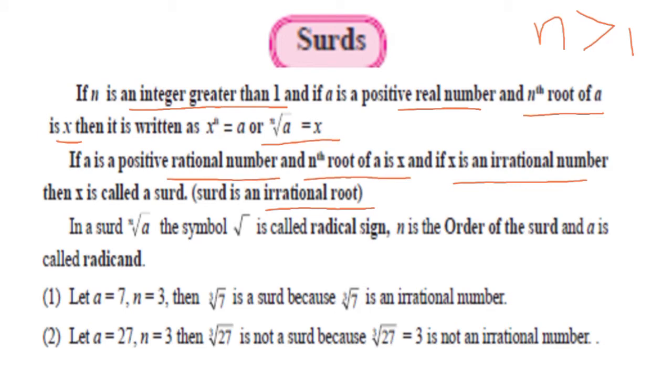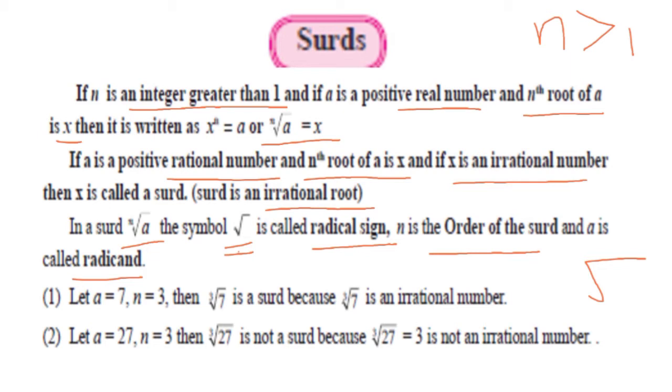In a surd, nth root of a, this symbol is called the radical sign. Means this symbol is also known as square root and is known as the radical sign. n is the order of the surd. Means in nth root of a, n is the order. This symbol is known as the radical sign and a is the radicand.